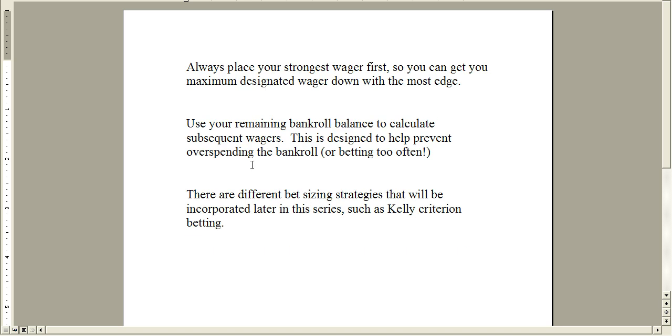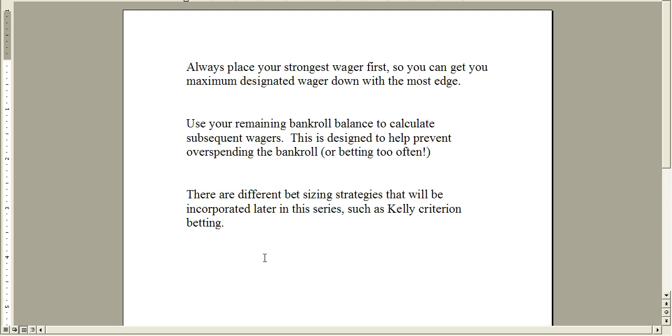If you're going to place multiple wagers in a day, always place your strongest wager first so you can get the maximum designated wager down with the most edge. Your strongest wager is the one you like the most, or the one you have the most confidence in, or the most EV in, and you're going to want to put your max bet size down on that first wager. So if you have remaining wagers for the day, use your subsequent remaining bankroll to calculate subsequent wagers. This is designed to prevent overspending your bankroll or betting too much. The more bets you make, the less bets have edge. Your strongest bets are the ones with the most edge.